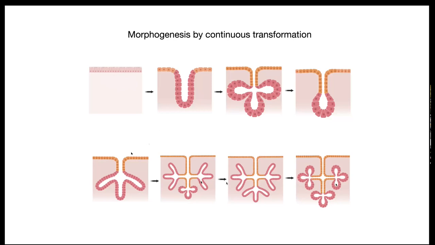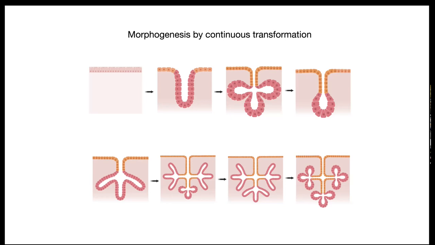And then you can get all kinds of structures through a process of continuous transformation. So if you think about it as geometric transformation, it's an example of continuous transformation. There's nothing fundamentally new added here. All that happens is continuous transformation. These are all topologically invariant.